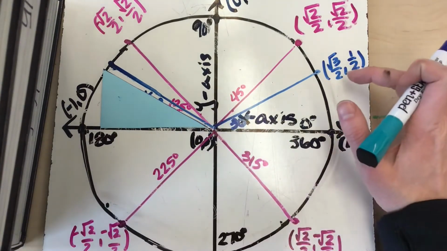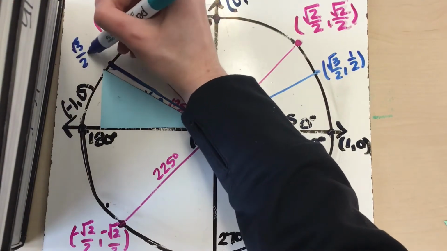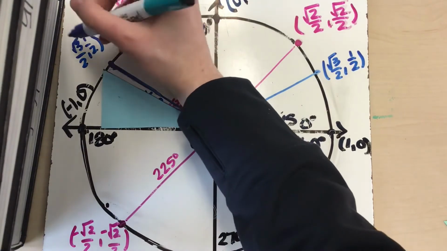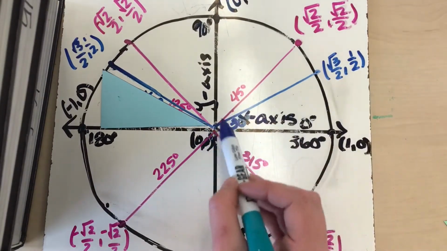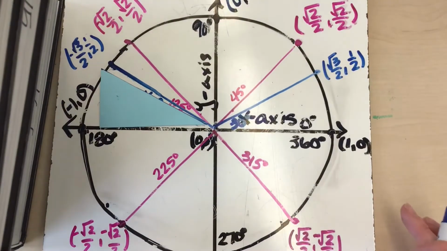Now, for the point of this triangle, we're still coming across the long leg, and so we said the long leg is square root of 3 over 2, and we still come up 1/2. The trick, though, is one of these has to be negative, and we know that since we come left and up, our negative has to be our x part of the coordinate.